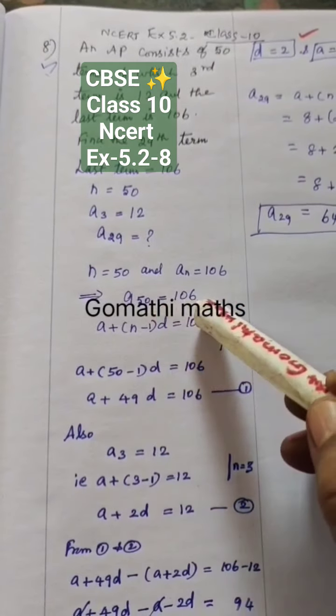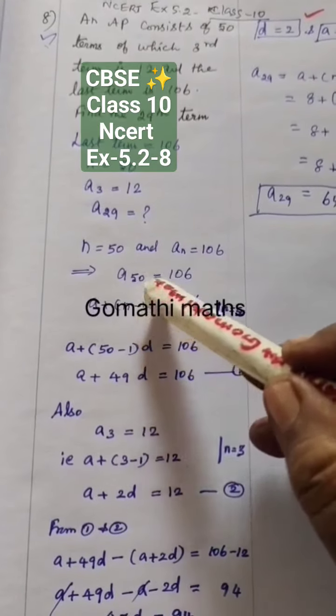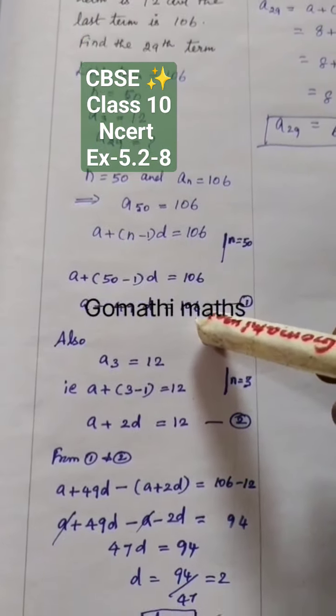So A50 equal to 106 means A plus n minus 1 into D equal to 106. For n you are substituting 50. So A plus 49D equal to 106.